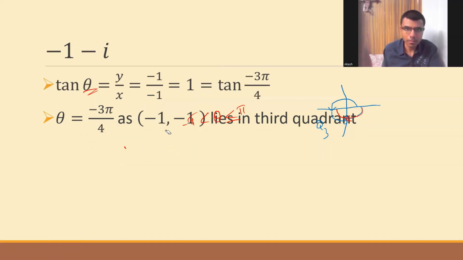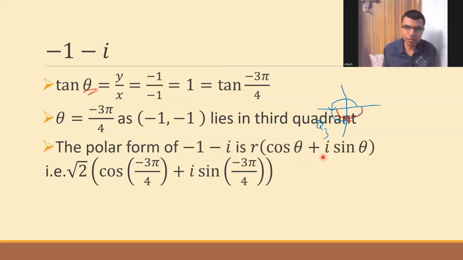Okay, fine. So next, I basically got my theta, I got my r. So that should wrap it up. That wraps up, right? The polar form is r into cos theta plus i sin theta. r was √2 and theta is minus 3 pi by 4.